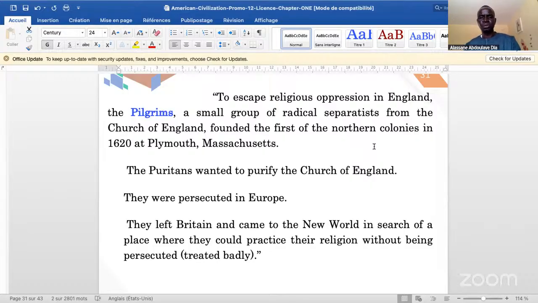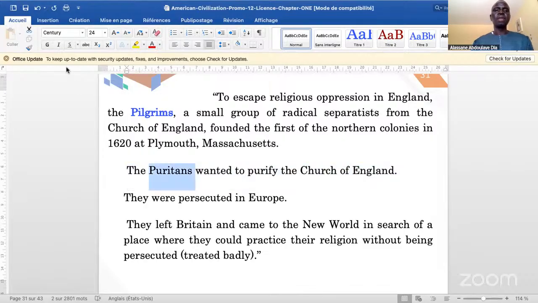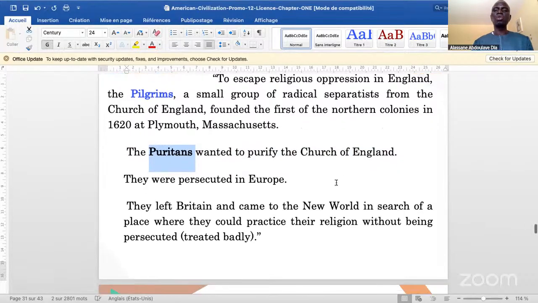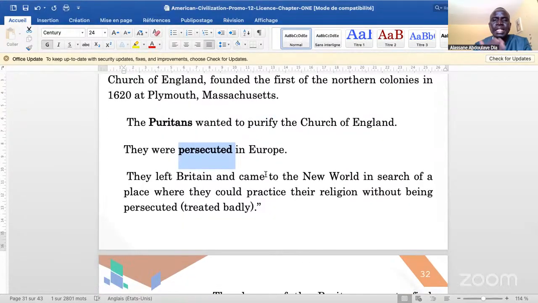People call them Puritans. Why Puritans? It comes from purify, because the Puritans wanted to purify the Church of England. For them, the Church of England was not just. The Church of England was kind of corrupt, and they thought the Church of England was oppressing them. So they were persecuted. It means they were oppressed in Europe. So as they were oppressed and persecuted, there was a religious persecution.